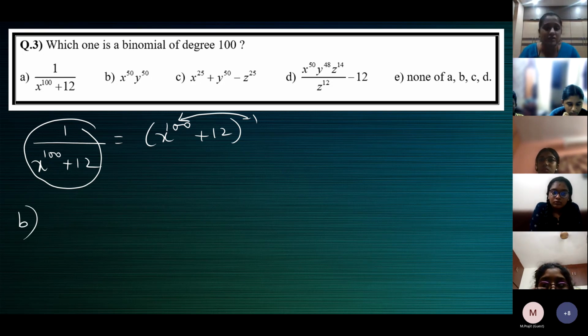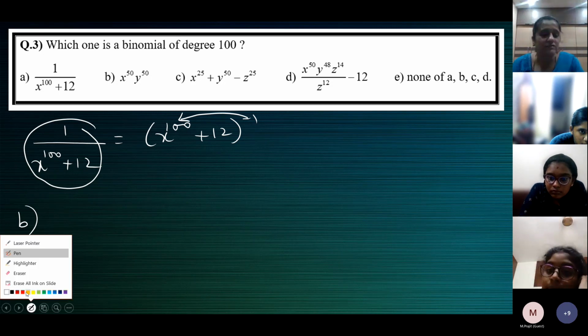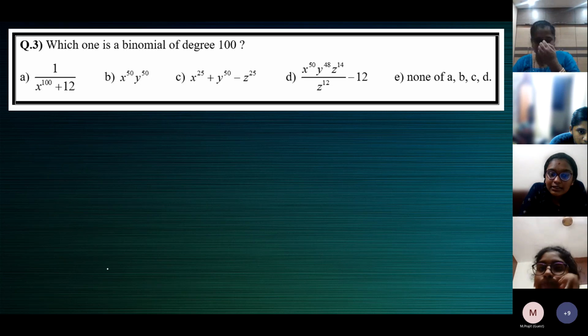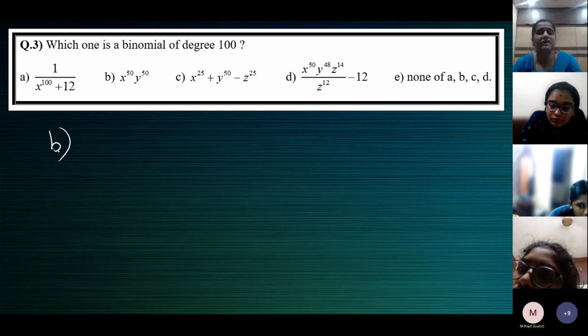The question is, which one is a binomial? If it should be a binomial, it should be a polynomial first. So option A is not a polynomial. So leave that, meaning ignore that option. Now check B. Quickly. Yes, ma'am. It is a binomial of degree 100. Ma'am, B is the monomial of degree 100, ma'am. Yeah. B is a monomial of degree 100.